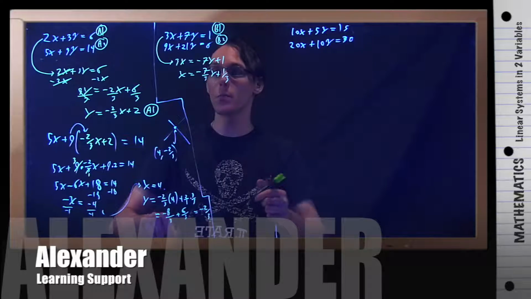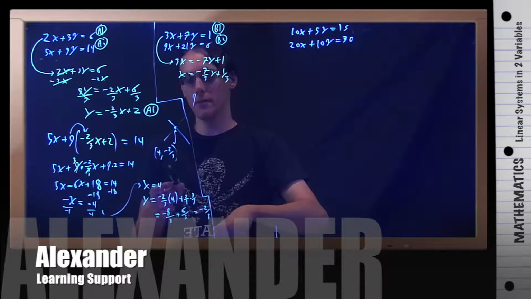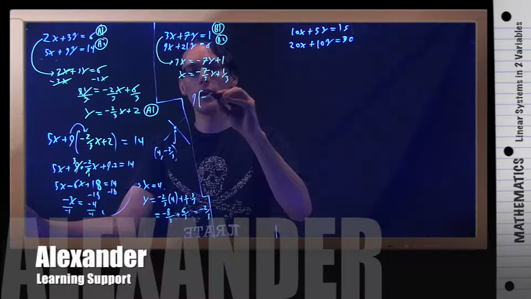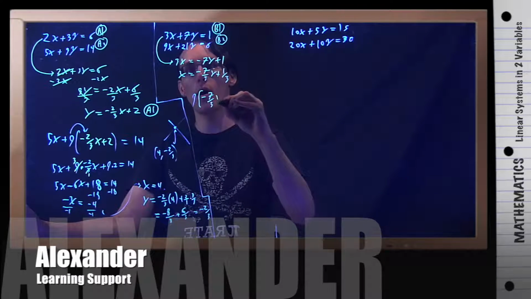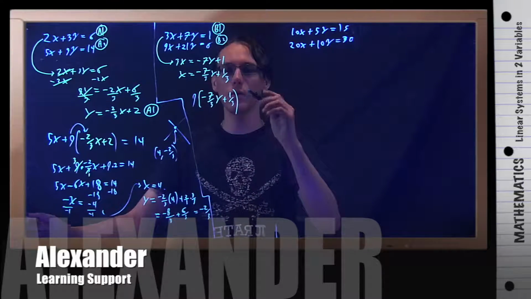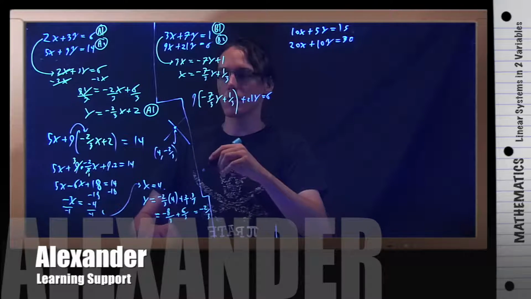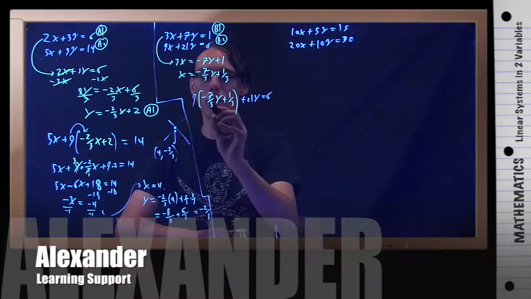And then what do I do? I take this and I plug it into the second equation. 9 times negative 7/3 y plus 1/3 plus 21y is equal to 6. And then I simplify this. This becomes multiplying into 9.